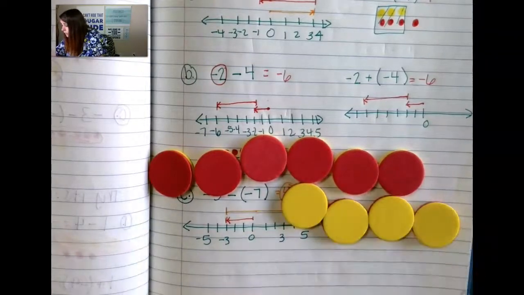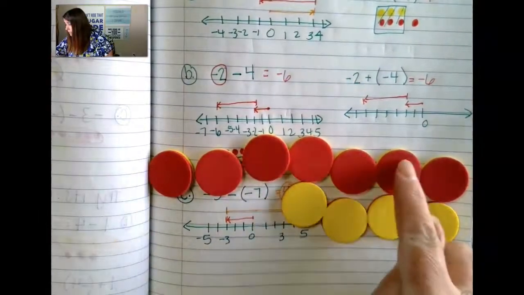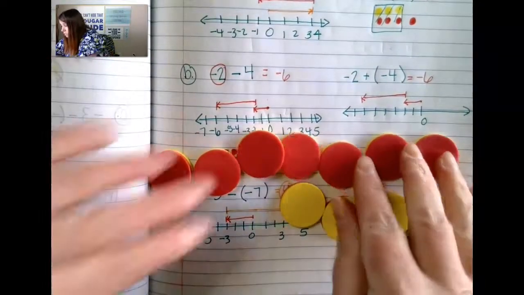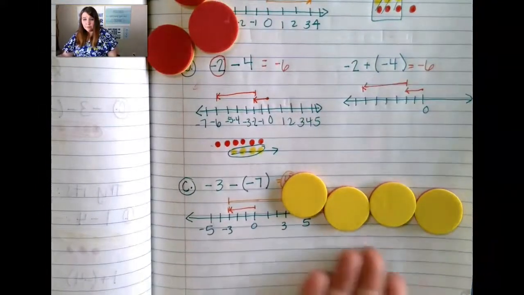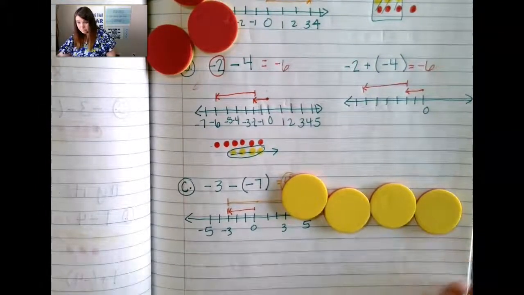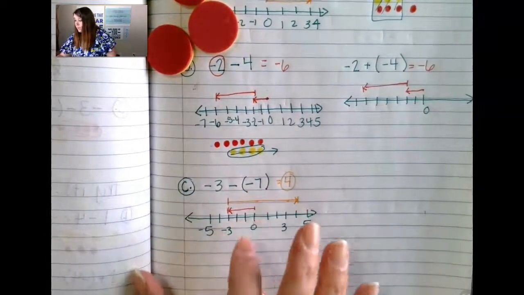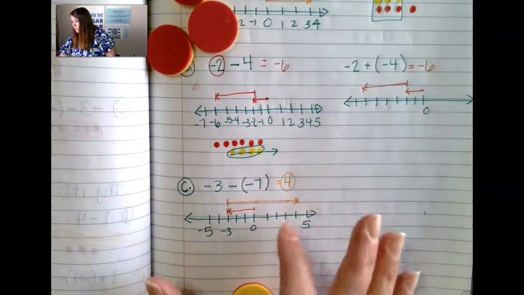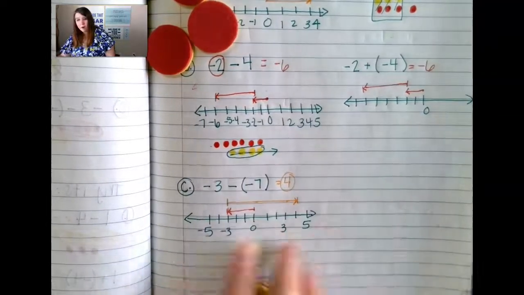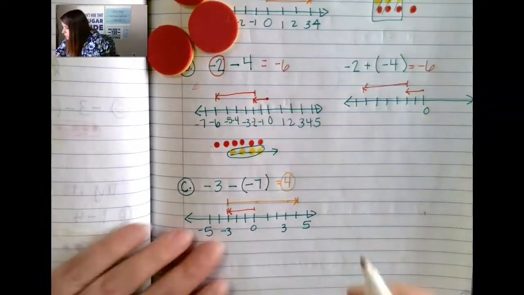Now I have 1, 2, 3, 4, 5, 6, 7 chips that I can remove. And now that those 7 chips are gone, I'm left with 4 positive. So here it shows me taking away the 3, but then I need to keep going, and I've got 4. All right, so let's show this.